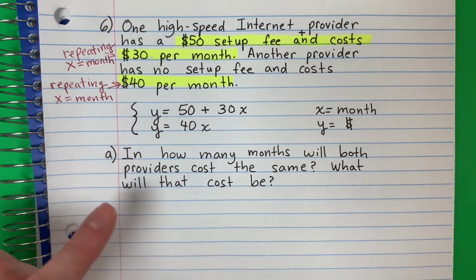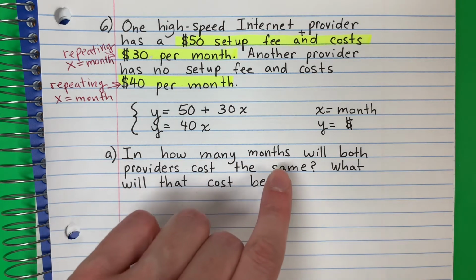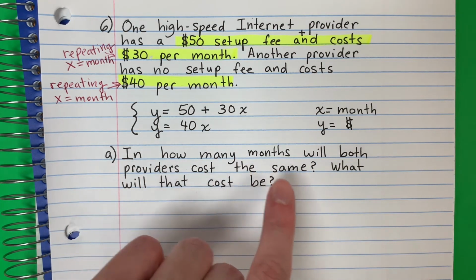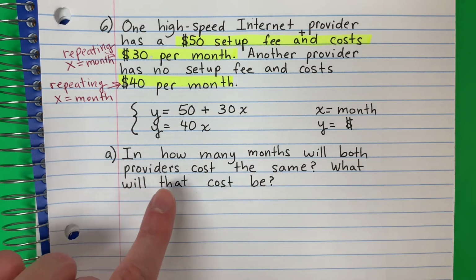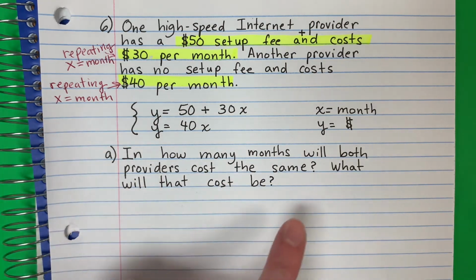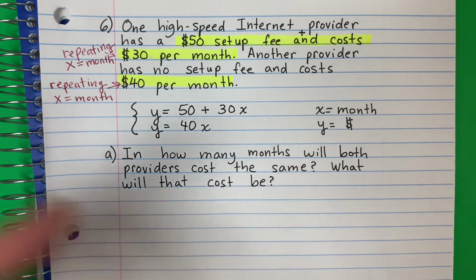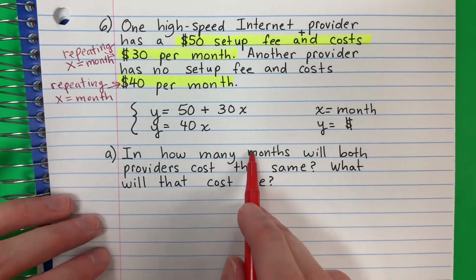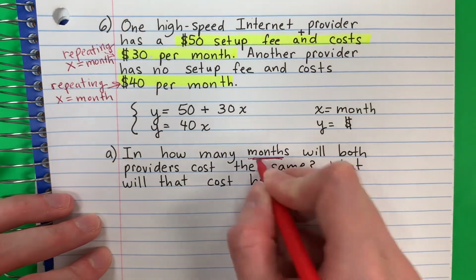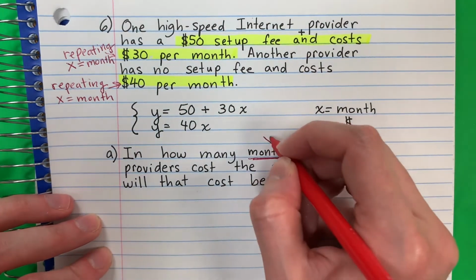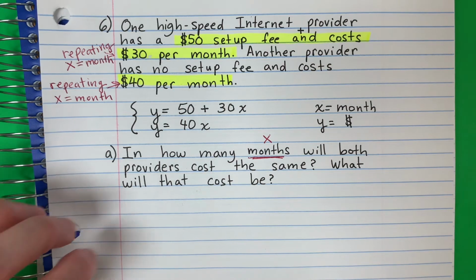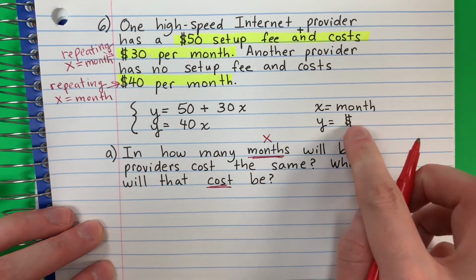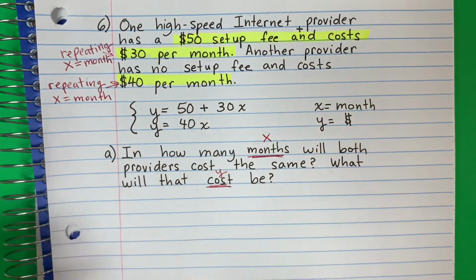Okay. Question A. In how many months will both providers cost the same? ¿En cuántos meses ambas compañías va a costar lo mismo? What will that cost be? ¿Qué es el costo? So we're looking for months here. Months is X. So first I need to find X. Primero necesito encontrar X. And then I need to find the cost, y luego el costo, which is dollars, Y.